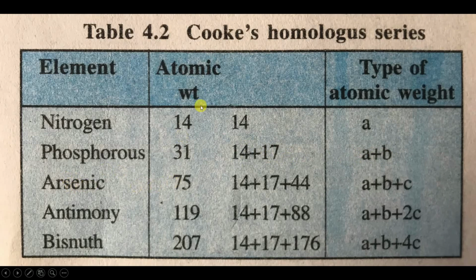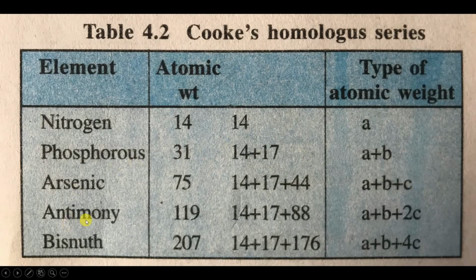And now comes arsenic. What is the atomic weight of arsenic? It is 75. And can we write this 75 as 14 plus 17 plus 44? Now he has already assumed 14 to be A, so I am going to write A over here. He has assumed 17 to be B, so we write B over here. So A plus B, and he assumes 44 to be C.